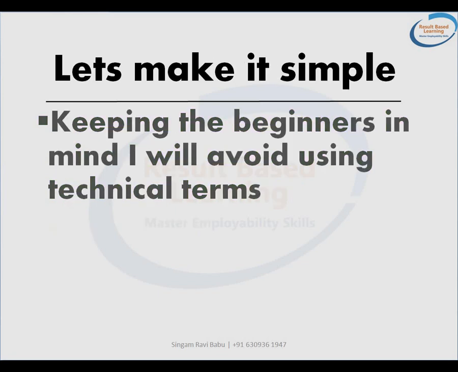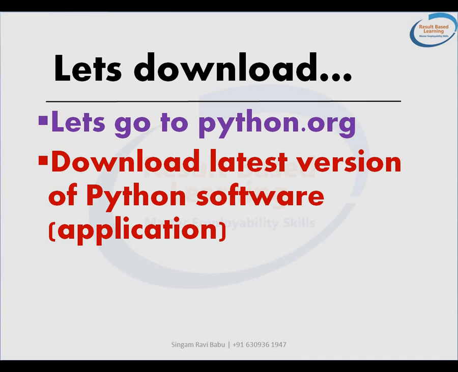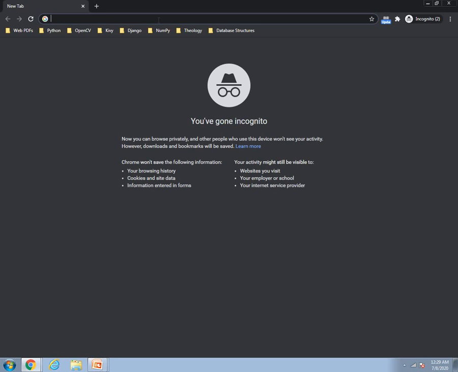Let's make it simple. Keeping the beginners in mind, I will avoid using technical terms. To get started, we need a software. We need to install a software to write and run Python code. Let's download the software. We need to go to python.org website, and there we download the latest version of Python software or application. Now I have opened Chrome browser.